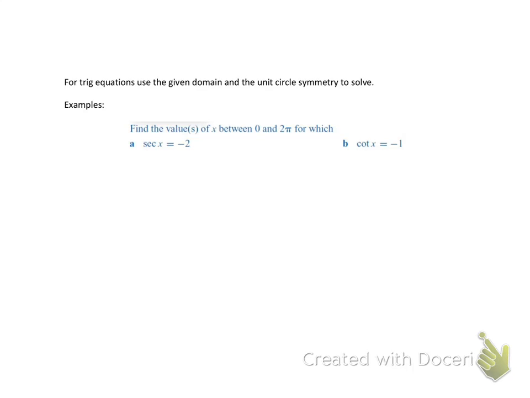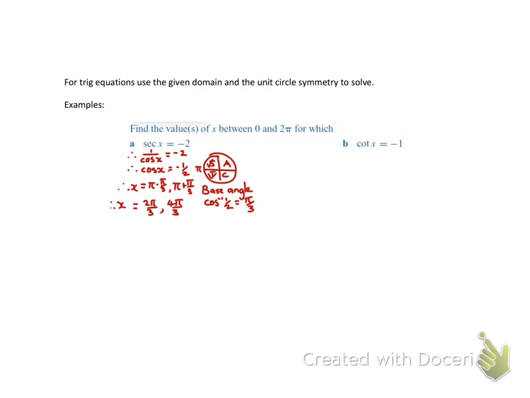Let's now solve some equations for x. We've got sec x equals negative 2, and we want solutions between 0 and 2 pi. So sec x will be the reciprocal of cos x, and so cos x will be negative a half. Now from the unit circle, we know that cos is negative in the second and third quadrants. The base angle for inverse cos of a half is pi on 3. So we have x will be pi minus pi on 3 and pi plus pi on 3. So we'll get x is 2 pi on 3 and 4 pi on 3 as our solutions.